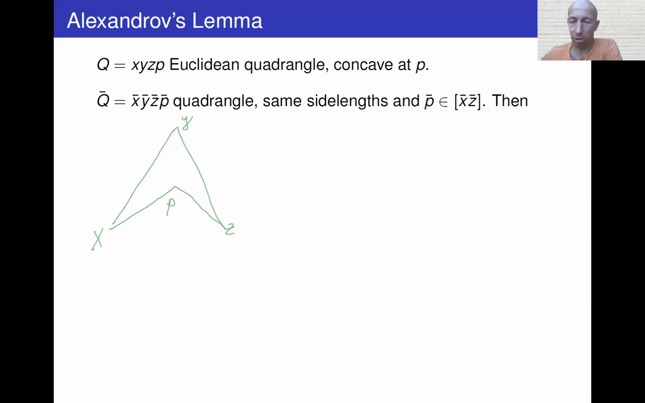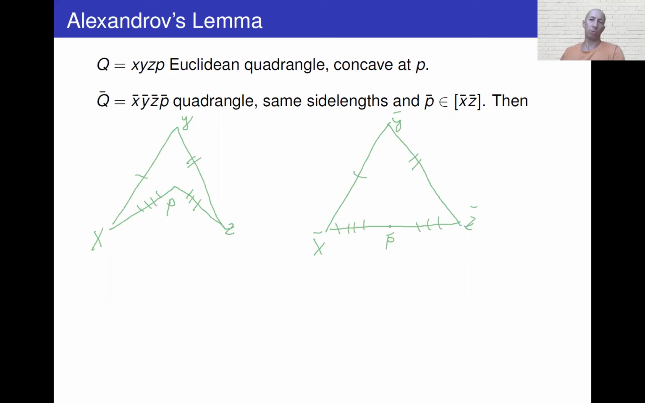That's the quadrangle concave at the point P, and now we draw a triangle with the same side lengths as that one. It's also in the Euclidean plane.